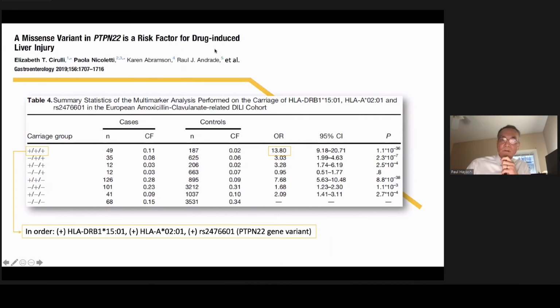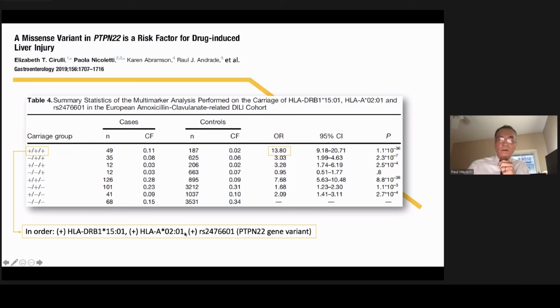And this was a large study done by a consortium of groups, including many on the call. It came down to, they looked at 3 markers, 2 HLA haplotypes and a gene variant in this PTPN22. And as you can see, if you had all 3, and this is for amoxicillin-clavulanate, if you had all 3, your odds ratio went up to 13.8. P-values over here. So I think this is, again, not obviously ready for clinical use, or certainly not screening.